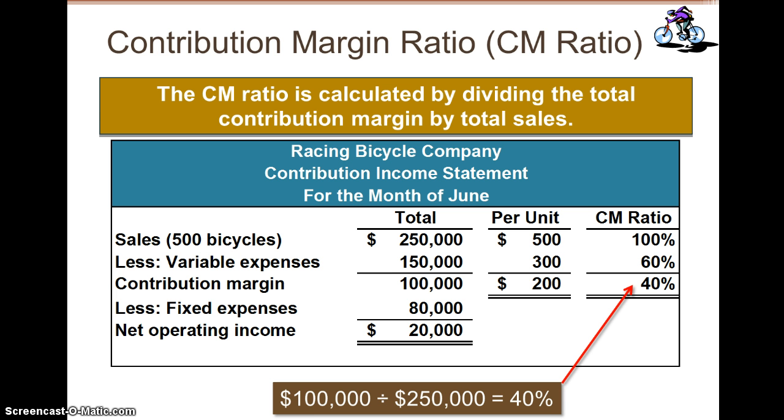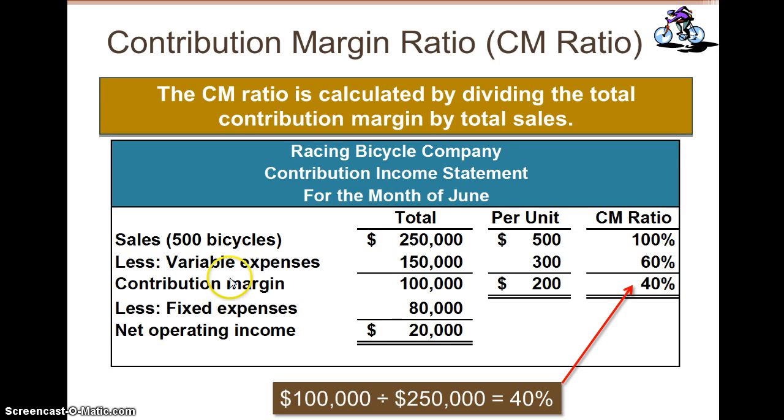Contribution margin ratio, first off, is very similar to the gross margin percentage, the gross margin ratio, another term that you're familiar with from other accounting classes. The contribution margin ratio is calculated by dividing the total contribution margin by total sales. For instance, it can be done on a total basis or on a per unit basis.